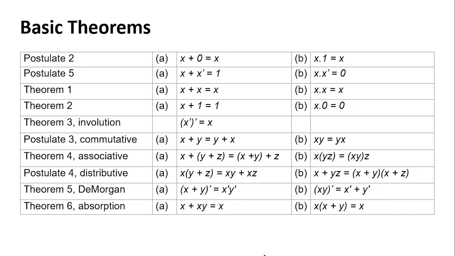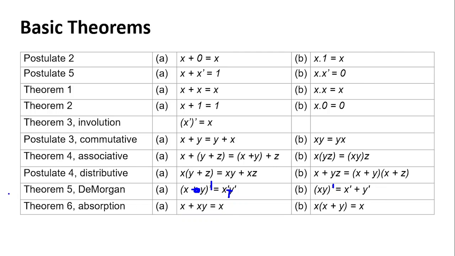Now let's look at one other theorem, and the other theorem is De Morgan's theorem. In De Morgan's, what you get is x plus y inversion is equal to x inversion y inversion. Or what is the dual of it? You put the dot here and you put the plus in between. So x dot y bar is equal to x inversion plus y inversion.